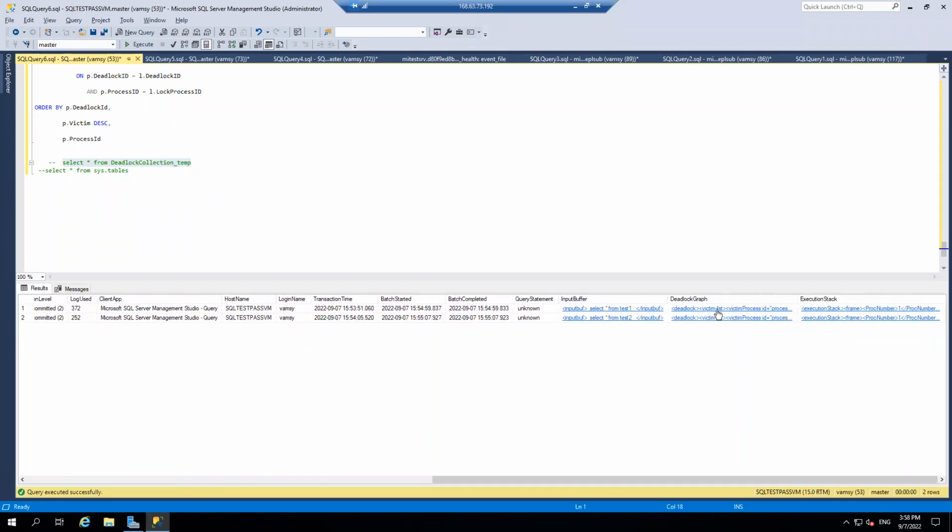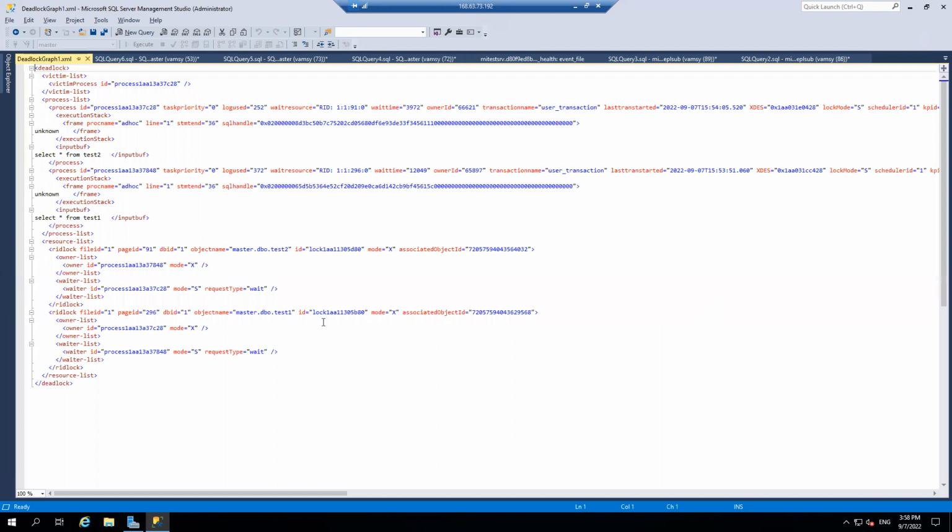So you will get the deadlock graph also, which one is blocked by which one. It's showing here. If you go to the deadlock graph, you will come to know, right? So it has killed one of the SPIDs that is least expensive to roll back. That's what I said. So this SPID's log usage is 252 bytes, whereas this one is 372.